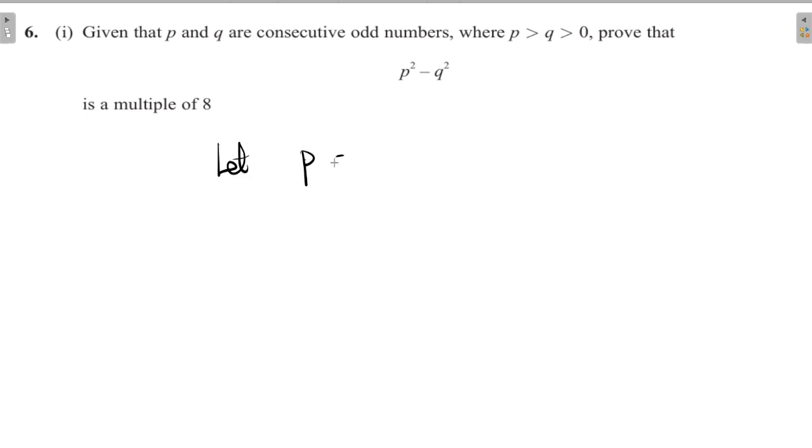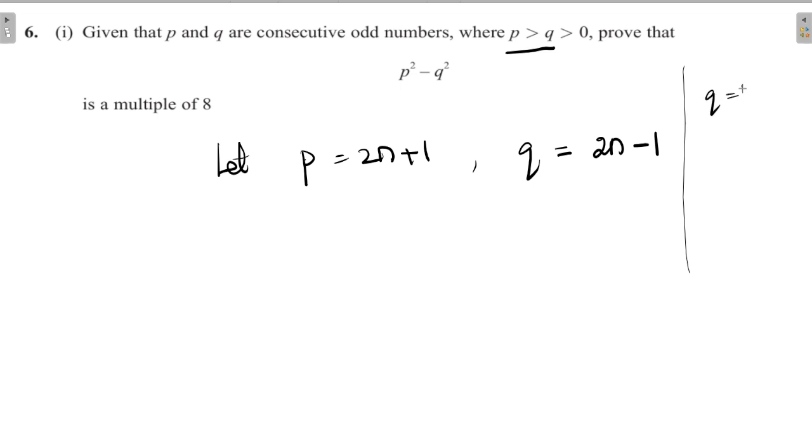Let P equal 2n plus 1, which is a multiple of 2 plus 1. P must be greater than Q, so consider the next number Q as 2n minus 1. We can do it in a different way also. Suppose Q equals 2n plus 1, P equals 2n plus 3, because P must be greater than Q.